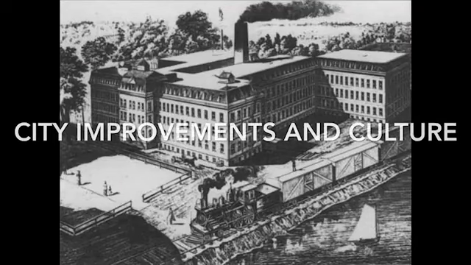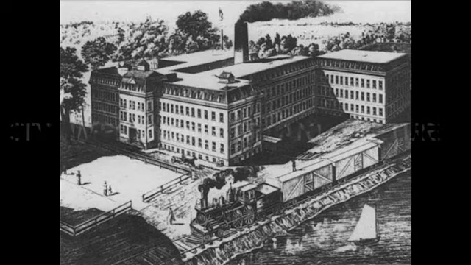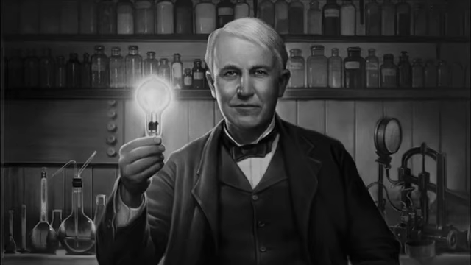Now I will talk about the improvements and culture in cities. One of the important inventions that was made during this time was electricity and the light bulb. This helped facilitate the industrialization of the cities because it shifted the society from being a 12-hour day to a 24-hour day, since rooms and the places where they lived in were able to stay lit up during the nighttime.